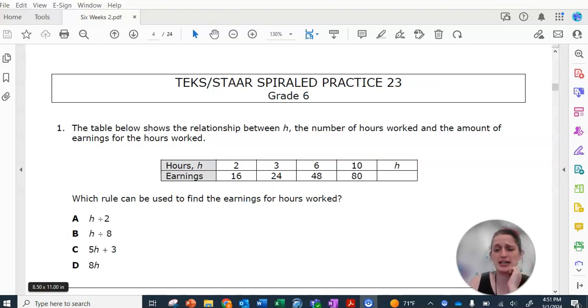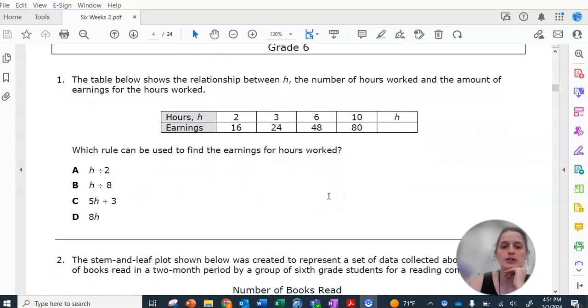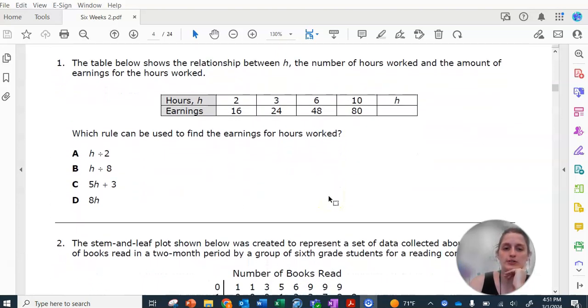I can't remember which side I put the name and the homework title on, so I'm just going to start on this side. Okay, the table below shows the relationship between H, the number of hours worked, and the amount of earnings, that's how much money you make for the hours that they worked. Which rule can be used to find the earnings?